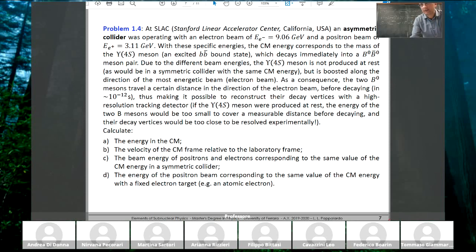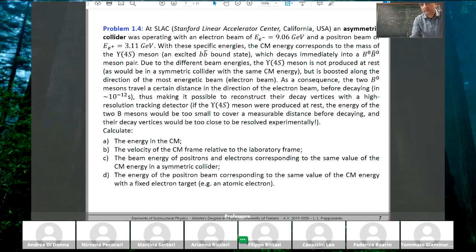Since they travel for a certain time, it is possible to reconstruct their decay vertices with, for instance, a high resolution tracking detector, one of those that we discussed yesterday. Instead, if the epsilon meson were produced at rest, in the case of a symmetric collider, the energy of the two B mesons would be too small to cover a measurable distance before decaying, and their decay vertices could not be resolved experimentally. Okay, so is it clear?